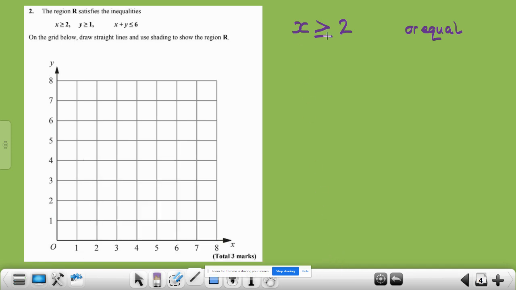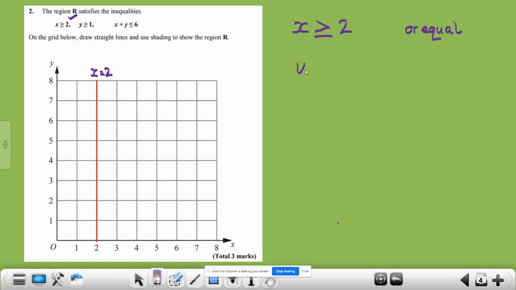Okay, so let's find where x is equal to 2, which is there. So let's draw a line down that, like so. And we can say that anywhere on this line or over to this side of the line, the right of the line, it fits that inequality. And I'm just going to write in here x equals 2. Okay, that's the first one done. Let's look at the next one.